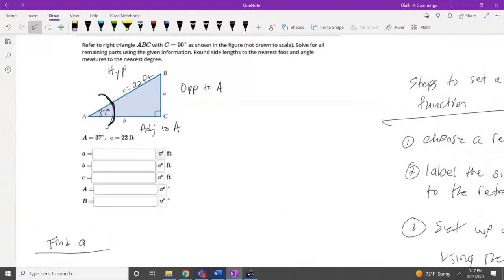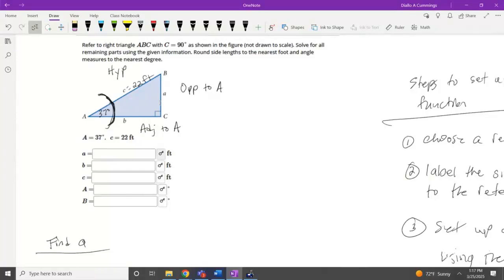So now if you're trying to find a side length, the first thing I would do is ask, well, how many sides am I given? They only give me one side length, so I cannot use the Pythagorean theorem, because in order to use the Pythagorean theorem, you have to know two side lengths. So that means we have to set up a trig function. What trig function do we set up to solve for A?